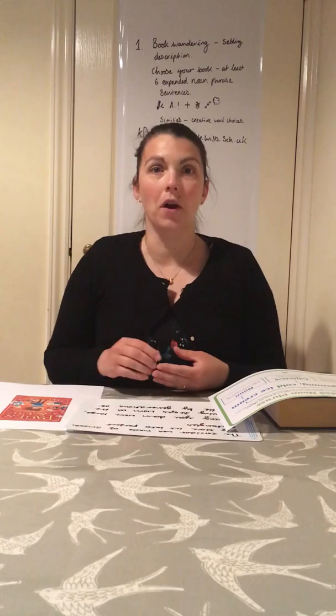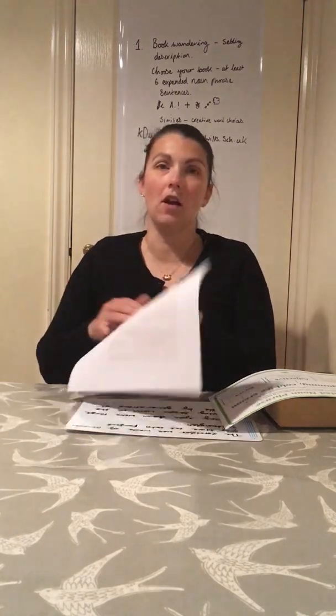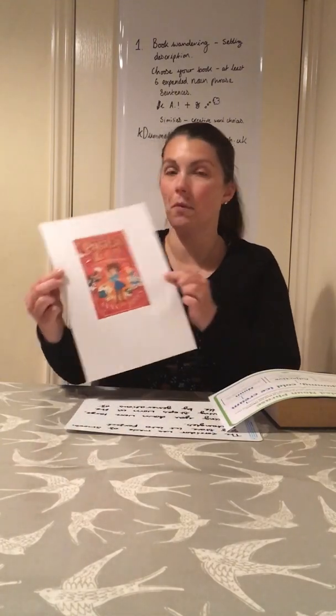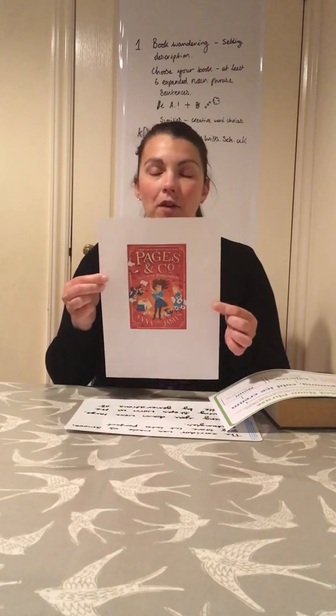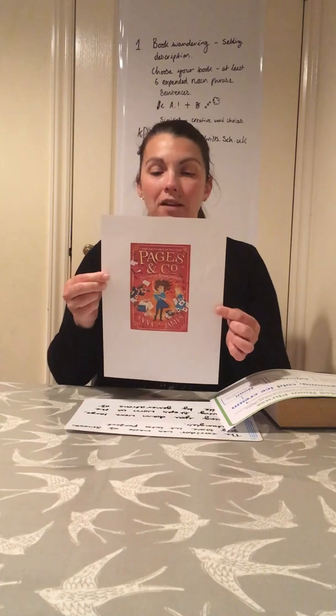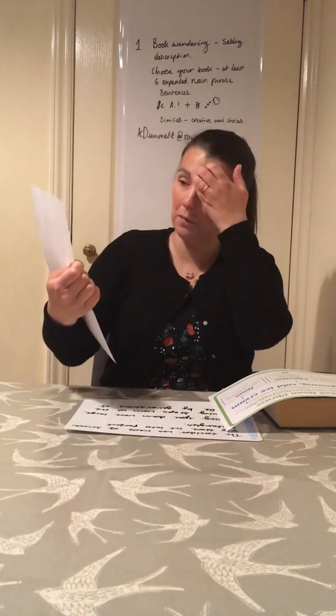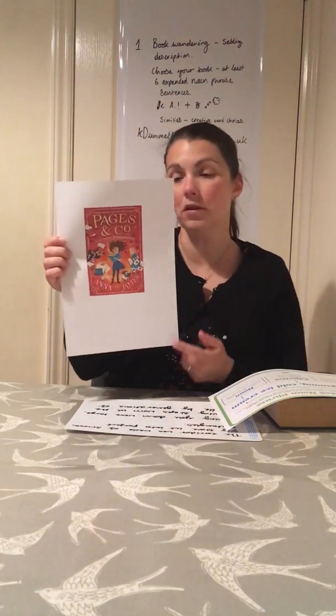Right, day one. We are going to be basing our writing on some ideas from this book. I've done it again, haven't I? I'll try not to. It's called Pages & Co. Tilly and the Book Wanderers. There is a series of books. This is the first one.